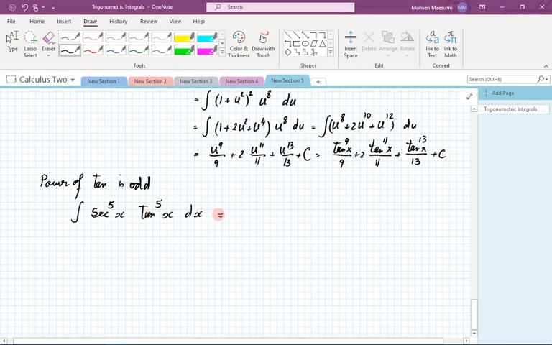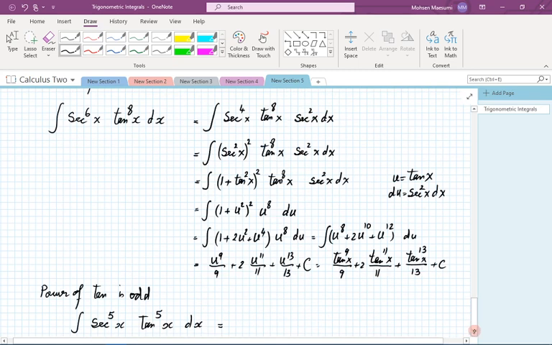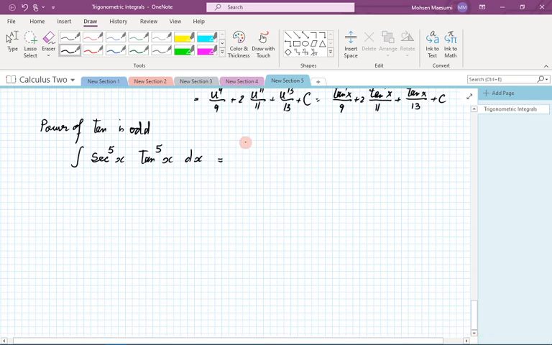So how do we approach this case? In this case, I'm going to set aside a single tangent and single secant as a derivative of secant, and then convert everybody else to secant. So that's the trick. So I'm going to write secant tangent dx, and that's going to be the derivative of a secant for us. And then now I have secant to the power of 4 of x, tangent to the power of 4 of x, and the rest of the stuff.